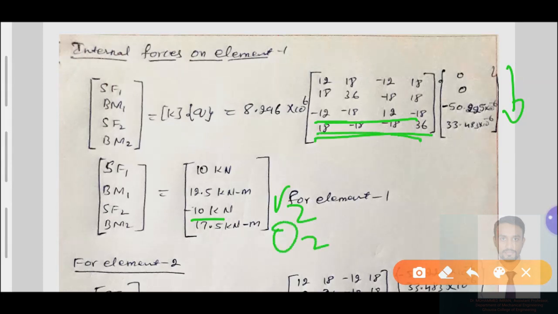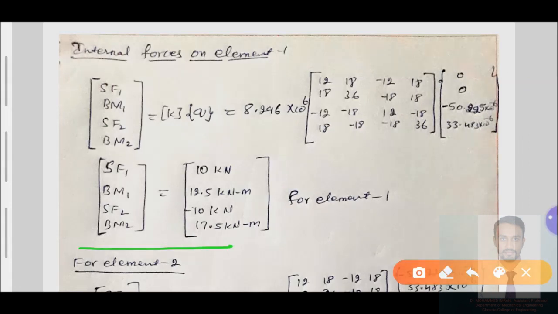When you resolve the fourth row with this column, multiply it: 18 into 0 plus 0 into 18 plus minus 18 into minus 50.225 into 10 to the power of minus 6 plus 36 into 33.48 into 10 to the power of minus 6, whole multiplied by 8.296 into 10 to the power of 6, equals 17.5 kilonewton meter. We have this shear force and bending moment for element number 1.